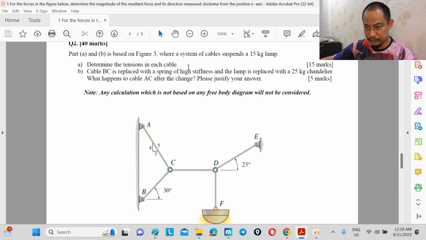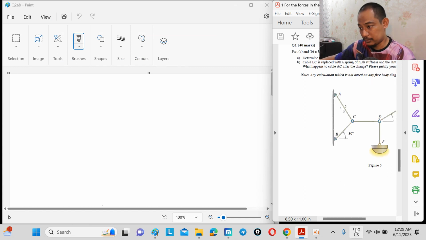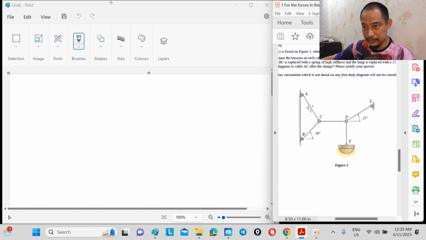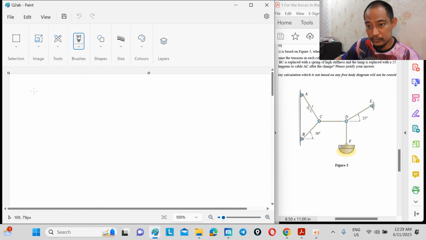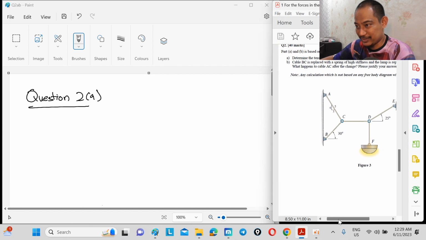So here, we need to determine the tension, etc. So we need to draw the free body diagram, and the equation of equilibrium in each cable, right? So here, question 2a. Right, so here what we have, okay, what is the information?